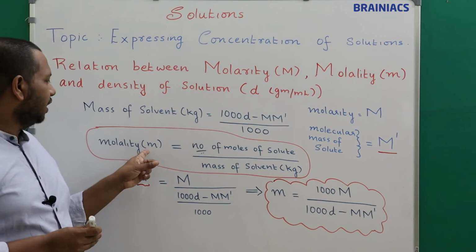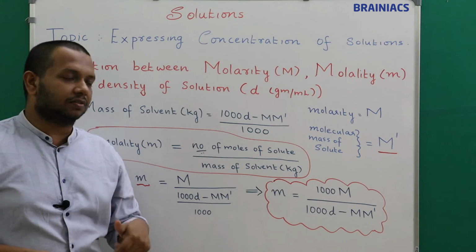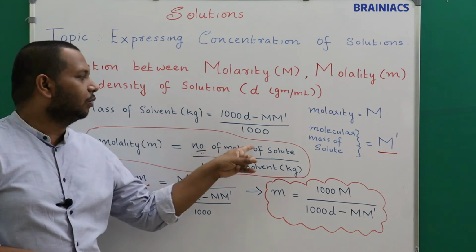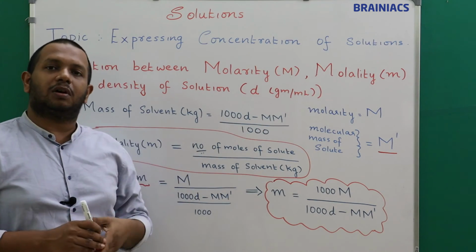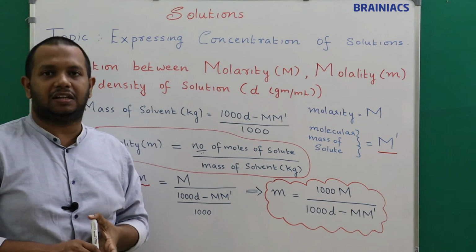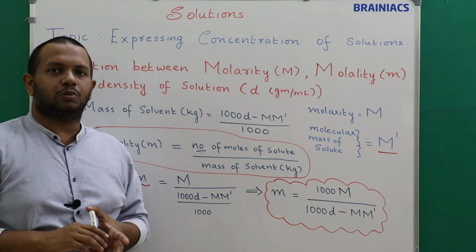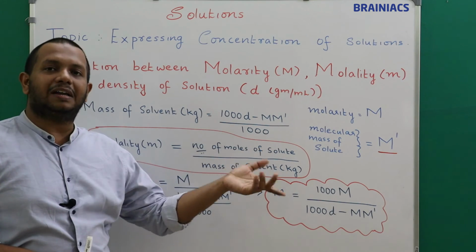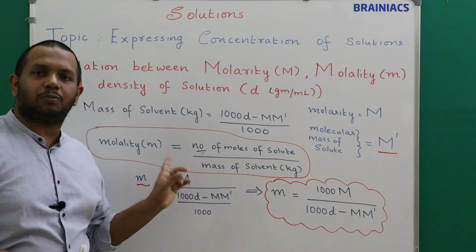Now please think, molality I have already introduced as small m here. Now what do I need to introduce next? Capital M. So for that, first I need to find out the number of moles of the solute in terms of capital M. We know that molarity is number of moles of the solute by volume of the solution in liters. So from that, I represent the number of moles of the solute in terms of molarity.